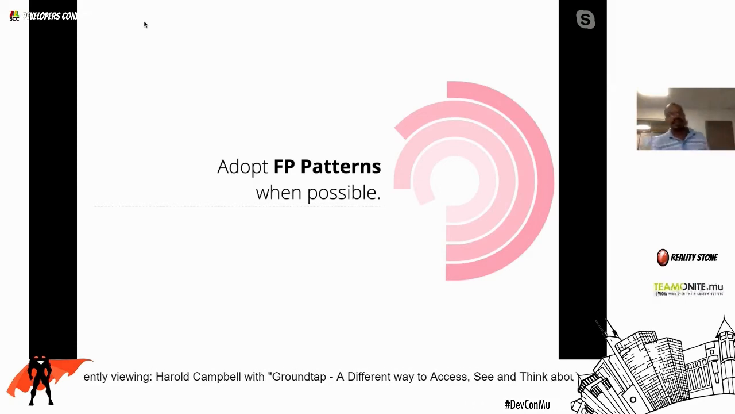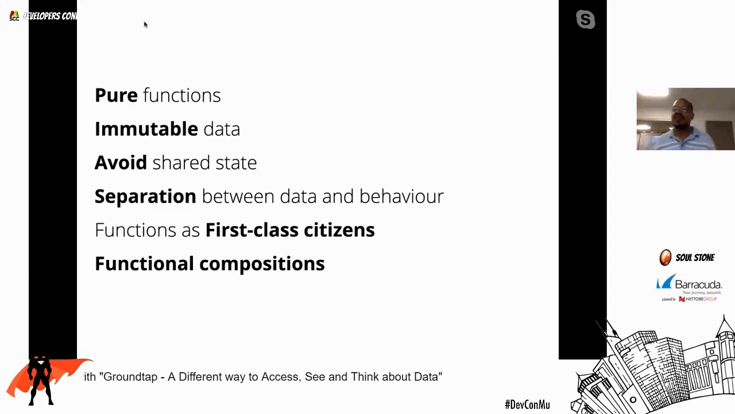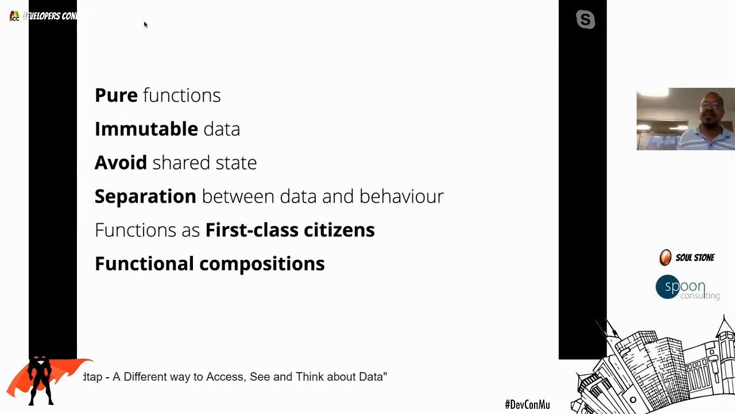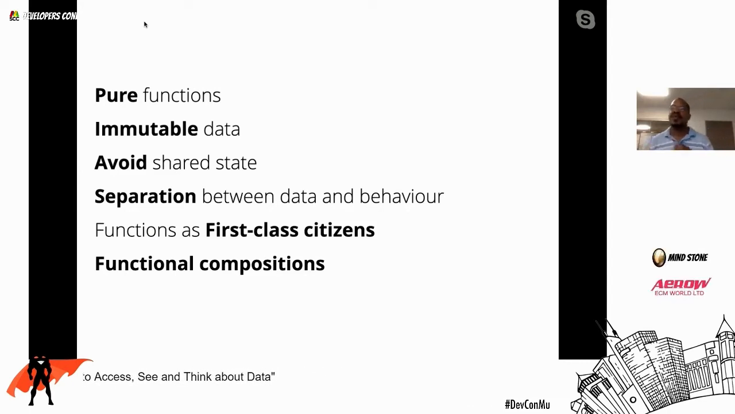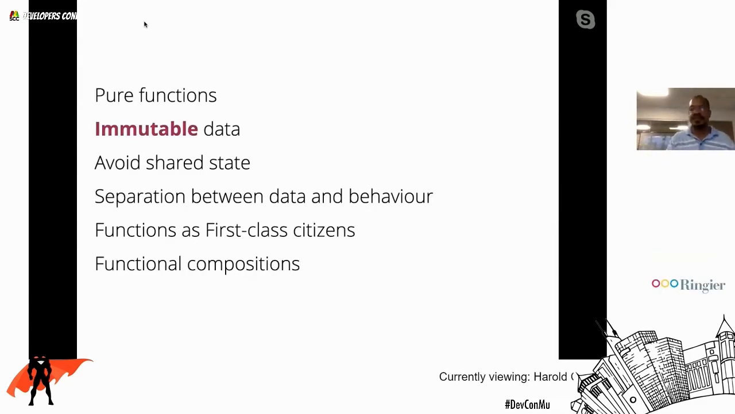So when I talk about adopting as many functional patterns as possible, this is kind of what I'm talking about. Think about having pure functions. Think about immutable data. Think about avoiding shared state. You want to have your data versus your behavior and how we modify the data to be separate things. You want to treat functions as first-class citizens, which is great for JavaScript, and if possible, functional components.